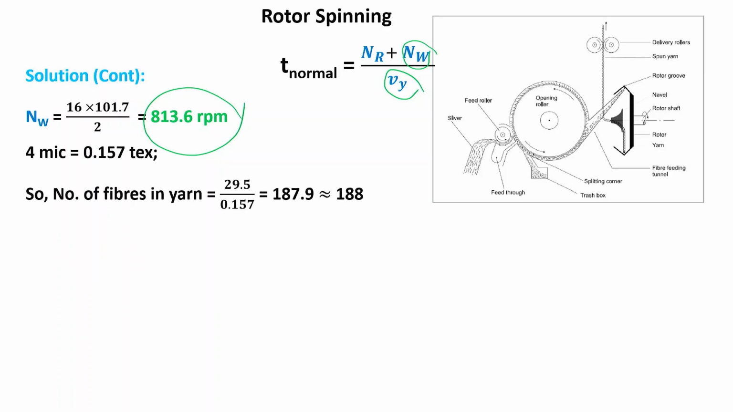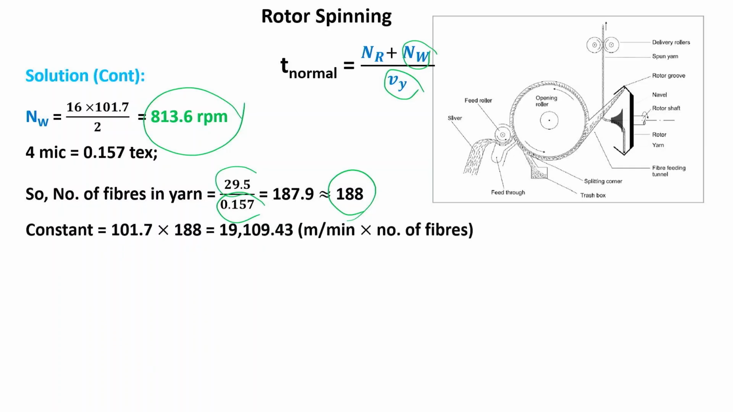Okay. Number of fibers in the yarn cross section is 188. So, yarn cross section, yarn tex is given, fiber tex is given. So, number of fibers in the yarn cross section is 188. Now, the constant we can calculate. So, 188 fibers and 101.7 is the yarn delivery speed. So, 19,109.43 is the constant for this system.